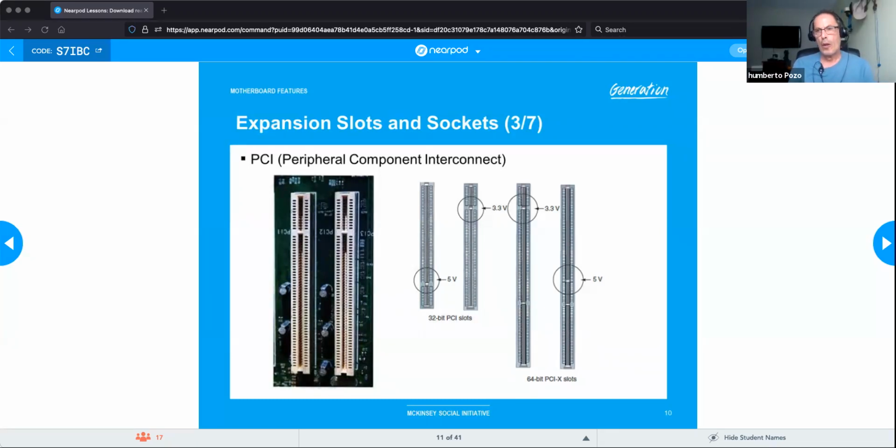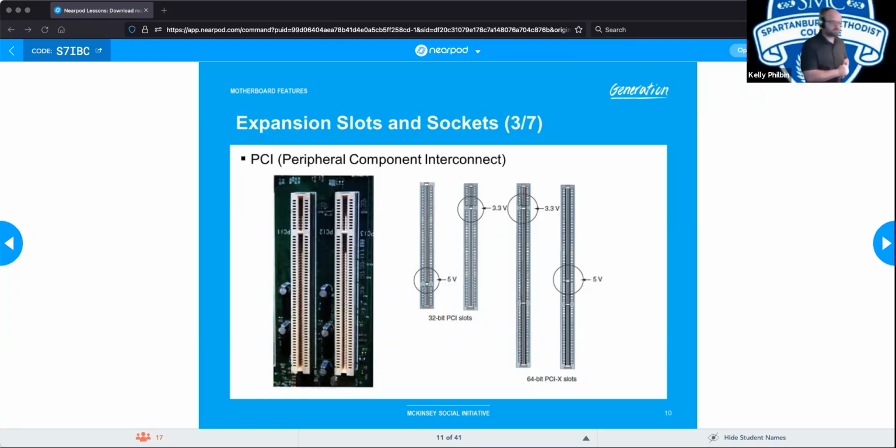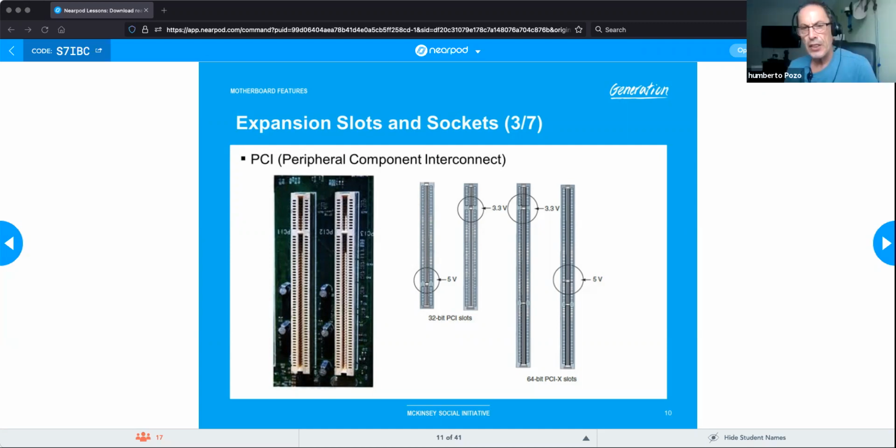Does that answer your question, Luis? Yeah, pretty much. Okay, go ahead, Humberto. Yes. What is the need to have two voltages, 5 volts and 3.3 volts, for the slots?